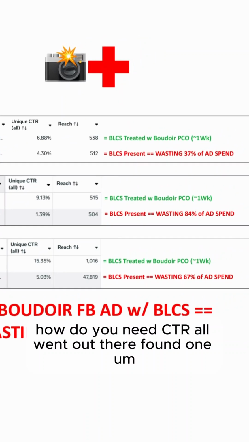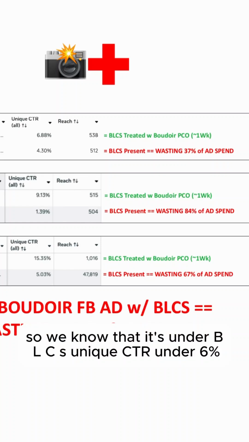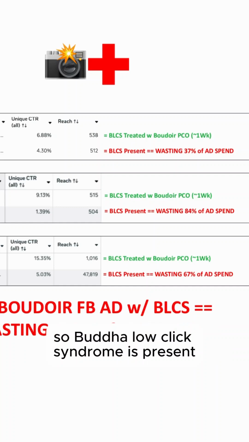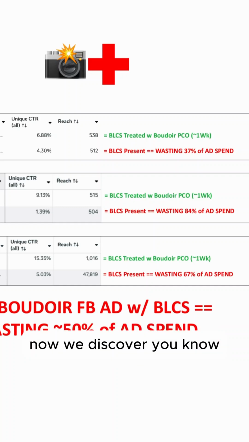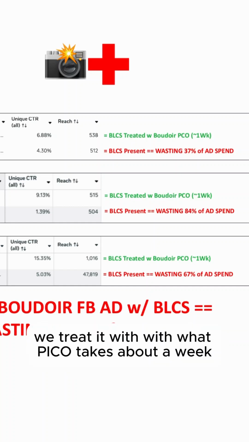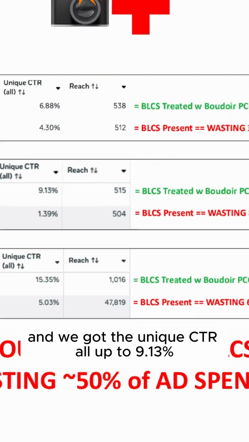With a Facebook ad, and its unique CTR is 1.39%. So we know that it's under BLCS, unique CTR under 6%, so BLCS is present, and Boudoir, so Boudoir low click syndrome is present. Now that we've got the solution, we treat it with Boudoir Pico, takes about a week, and we got the unique CTR up to 9.13%.